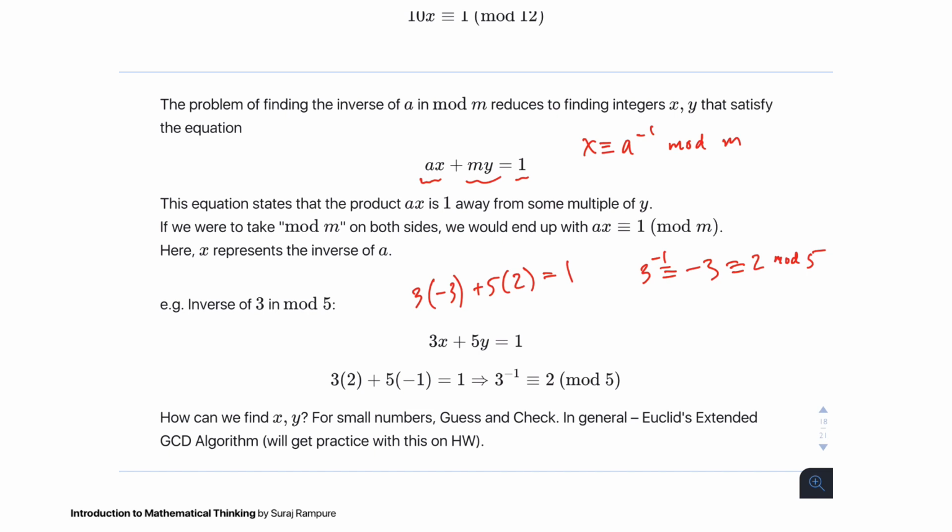So there has to be a better way, and that's called Euclid's extended GCD algorithm, okay? And so what that does is it provides a concrete way to calculate these coefficients x and y. And once you find these coefficients, x will be your inverse of a. Is that clear? And so in the homework, we'll have a relatively interactive question that walks you through how Euclid's GCD algorithm works, and it will give you practice with finding the inverses.